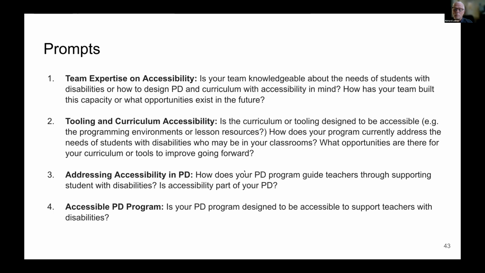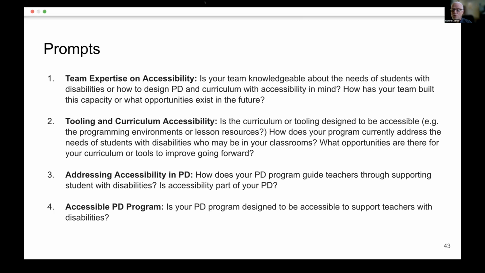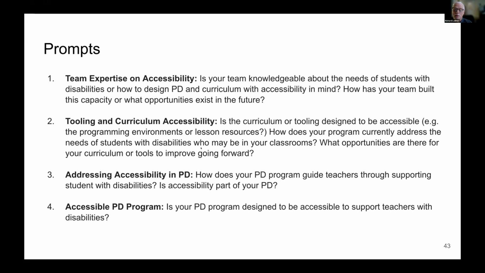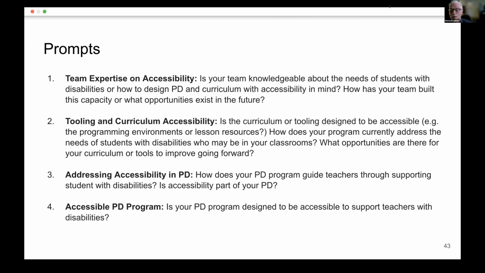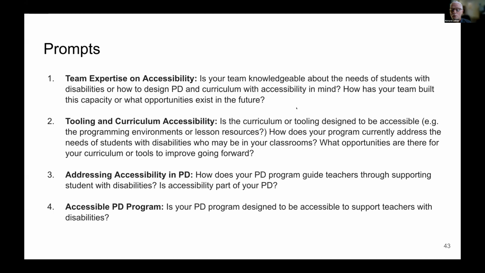Tooling and curriculum. I love that. I never use the word tooling. That's tooling and curriculum accessibility. I didn't write this, GT wrote this. Is the curriculum or tooling designed to be accessible? For example, the programming environments or the lessons and resources. How does your program currently address the needs of students with disabilities who may be in your classrooms? What opportunities are there for your curriculum or tools to improve going forward? You might not have it yet. In fact, code.org's curriculum materials are not very accessible, and they know it.